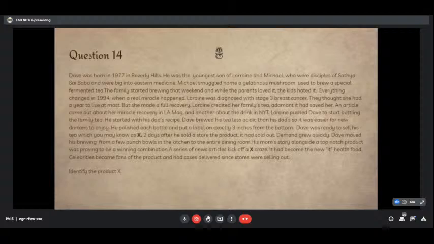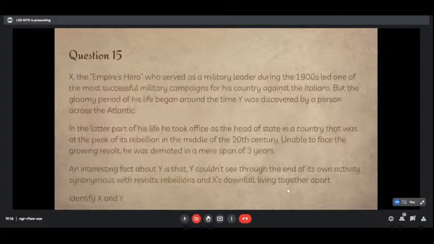A certain Dave and his family were disciples of Satya Sai Baba and big into Eastern medicine. Some fermented tea that came out of mushrooms, which is a big craze among celebrities and health professionals and things like that. Identify what X is. Know what the product is. Question 15. Here are the 2 pointers.